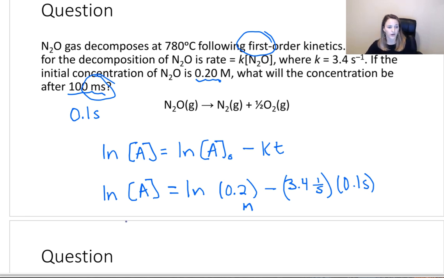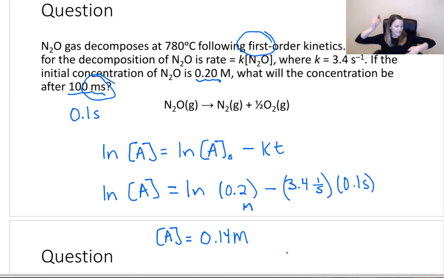So if you put it in your calculator properly, you will end up with a concentration equal to 0.14 molar. So think about that for a second. In 0.1 seconds, the concentration of our reactant dropped from 0.2 to 0.14. That's very, very, very fast. Like that reaction happened like that, okay?